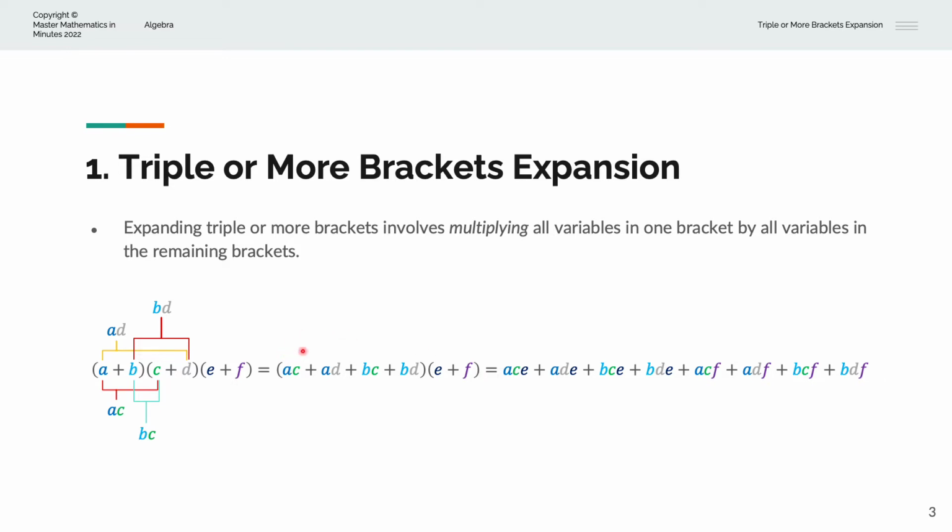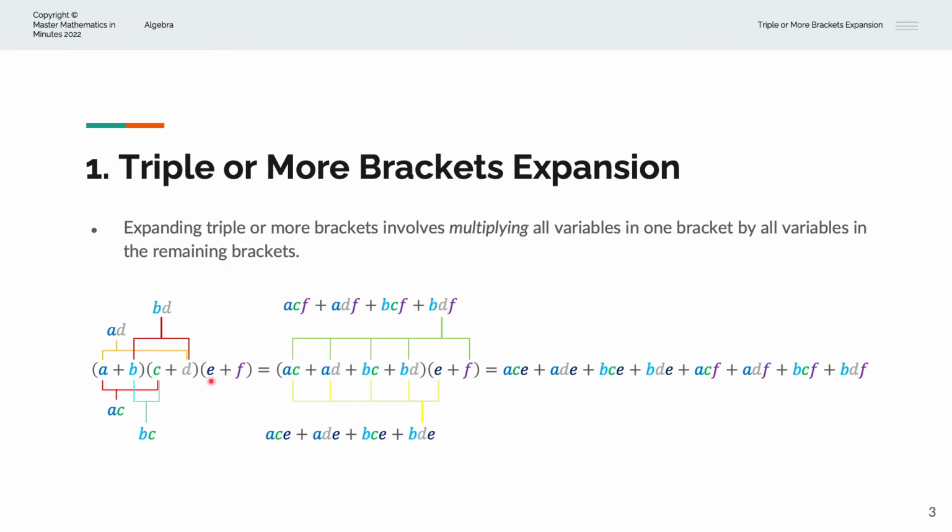So we'll multiply each of the terms in the first bracket by e, and that gives us ace as the first term, ade as the second term, bce, bde as the third and fourth term, respectively. Similarly, we'll multiply each of these terms in the first bracket by f, and that gives us acf as the fifth term, adf as the sixth term, and bcf and bdf as the seventh and eighth term, respectively.